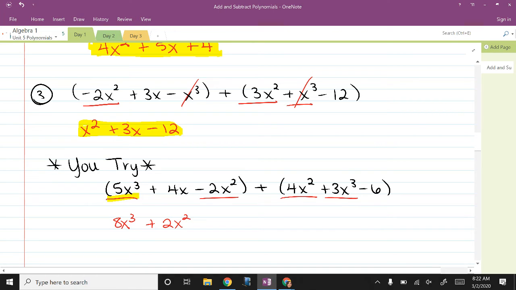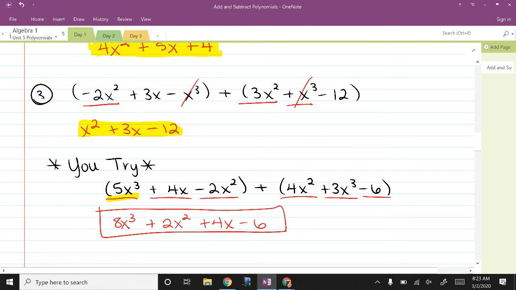Did y'all get that? And then you go to x's where you only have a plus 4x, so copy that down. And then you just have a minus 6 for a constant, so you copy that. So raise your hand if you got that for your final solution. Any questions? All right, so what's next?